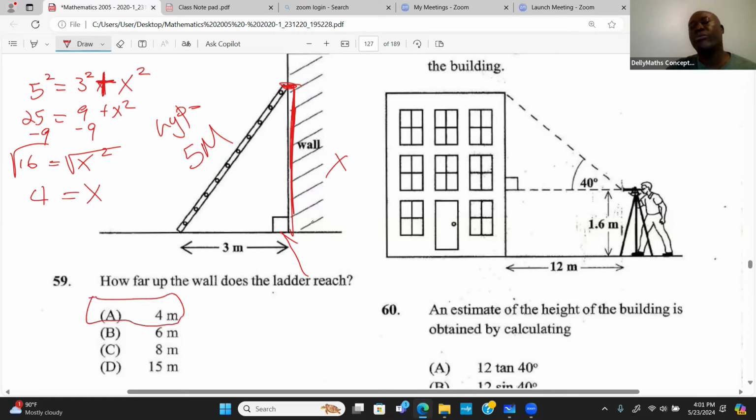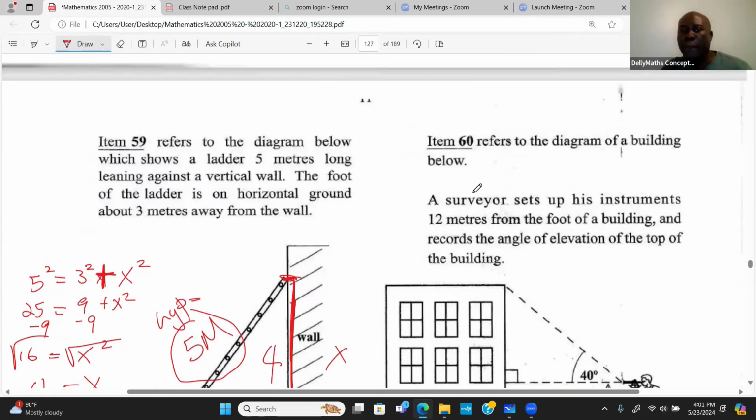And if you know your 3-4-5 triangle, special triangle, then you would have known long ago that the answer is 4, since the hypotenuse was 5 and one of the short sides was 3. It is a given that the third side has to be a 4. Had you known that, you wouldn't have to work it out.